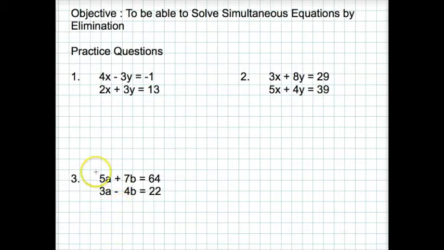Hi, welcome back. Hopefully you've attempted these three questions now. Let's go through them together. Question 1. We've got a simultaneous equation here.